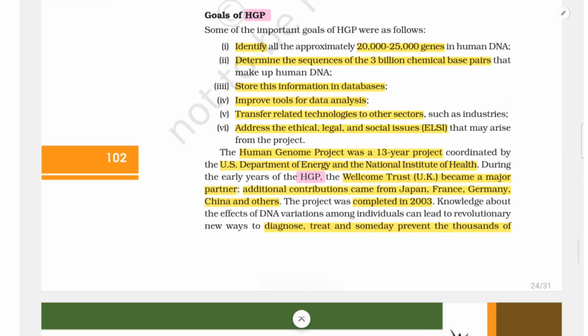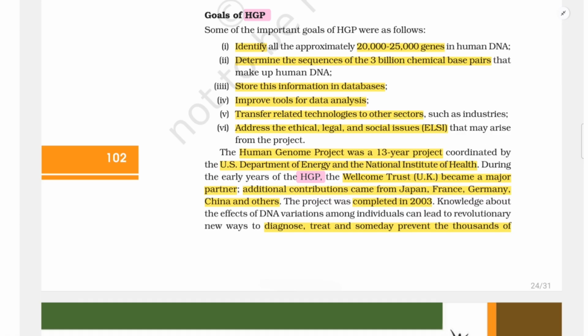Goals of HGP. Some of the important goals of HGP were as follows. Number 1, identify all the approximately 20,000 to 25,000 genes in human DNA. Number 2, determine the sequences of the 3 billion chemical base pairs that make up human DNA.